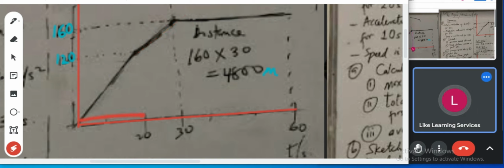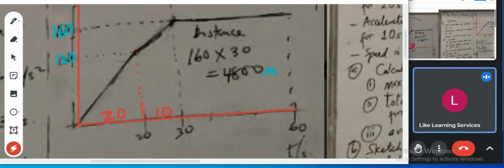By the way, the first stage took 20 seconds. That's why we stopped at 20 here, so I can drop down to 20. It's a rough sketch. So this one here is 20, and here is 10. The second stage, it did for 10 seconds.